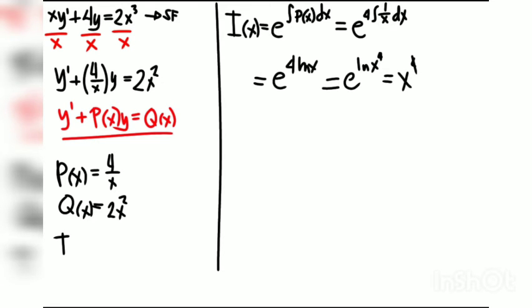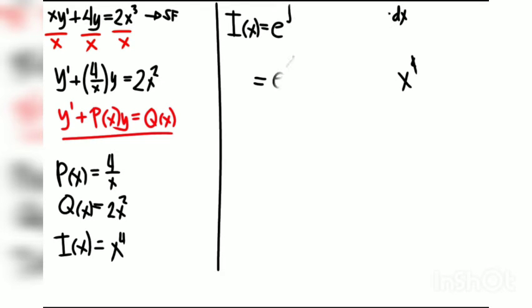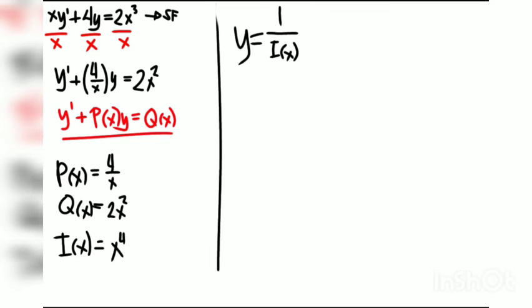So our integrating factor would be x raised to 4. Now that we have the integrating factor, we can solve the general solution using this equation, which is y equals 1 over the integrating factor multiplied by the integral of the integrating factor, q of x dx, plus c.